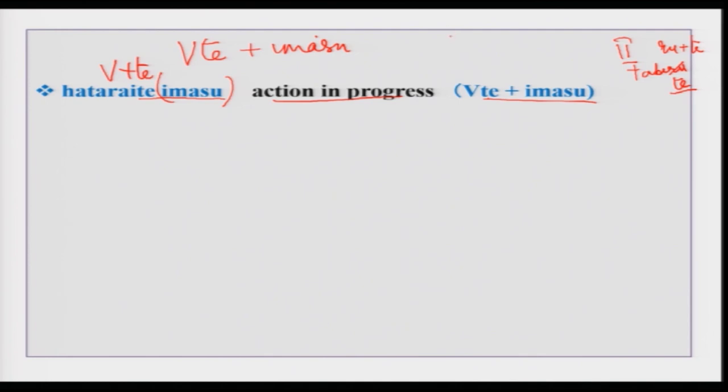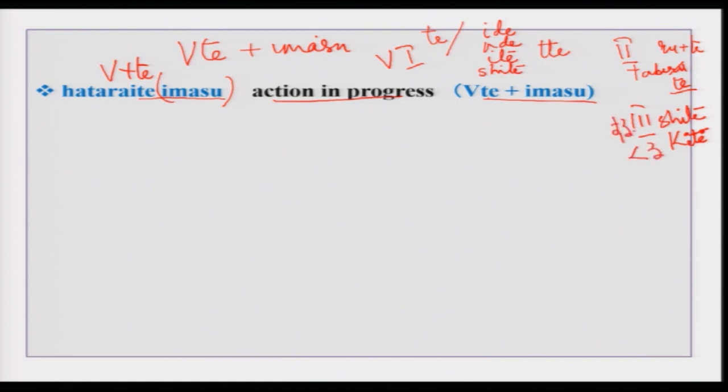Now, for group 1, you have the te forms for exceptions. That also I have told you. So, it is ide, nde, ite, shite and te, the double T sound. So, these are the te forms for group 1 verbs. For example, oyoide, yonde, kaite, hanashite, matte. So, that is how you will do your te form for group 1. For group 3, it is shite and kite. Kite for kuru and shite for suru verbs. Is it all right? For kuru and suru.